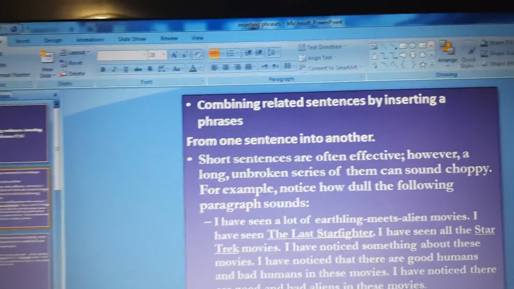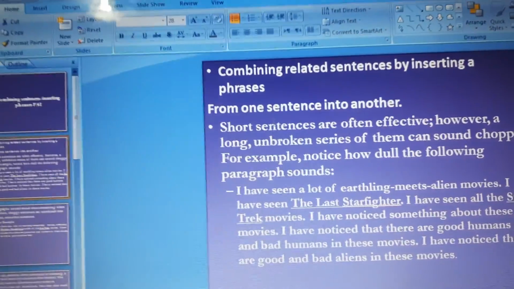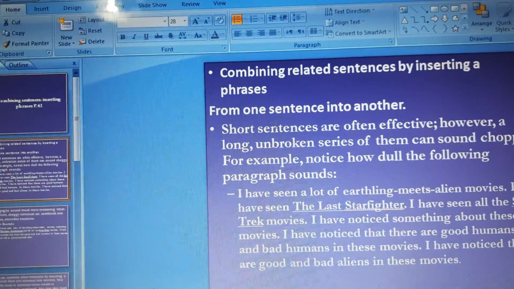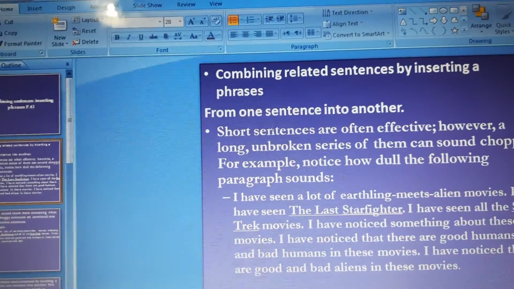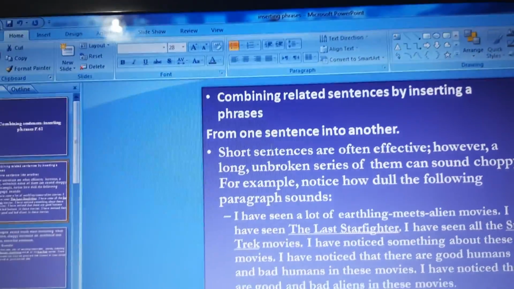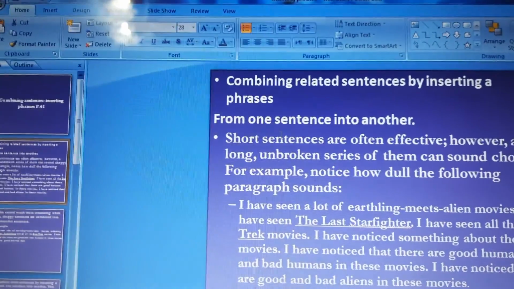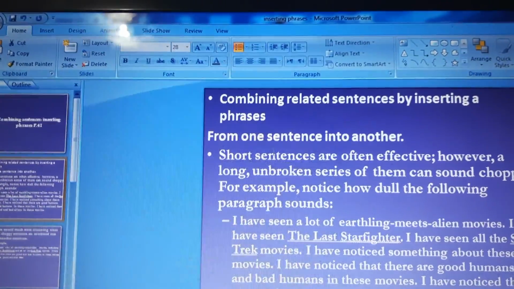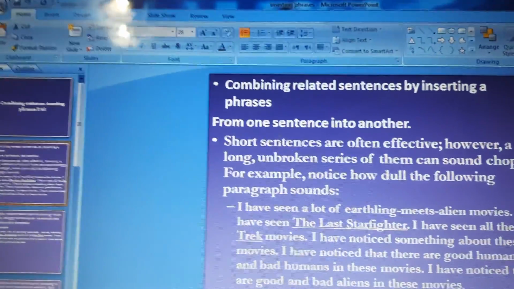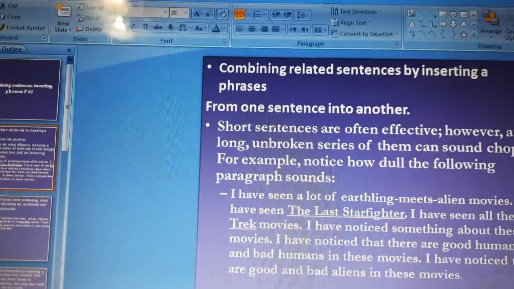So, here, short sentences are often effective. However, long, unbroken series of them can sound choppy. Okay, so you should be careful when you write your sentences. Do not add a lot of information. Just write it. If you can write it in one sentence, that will be much better. Okay, I'm gonna show you.